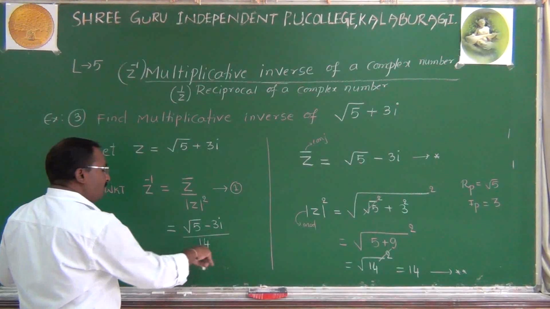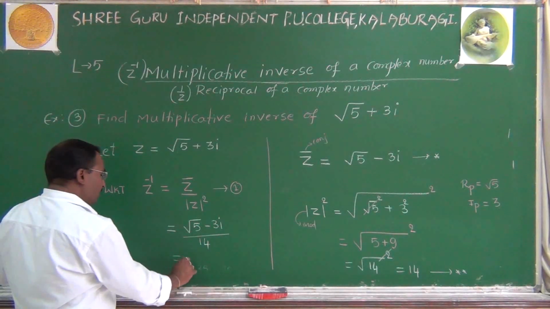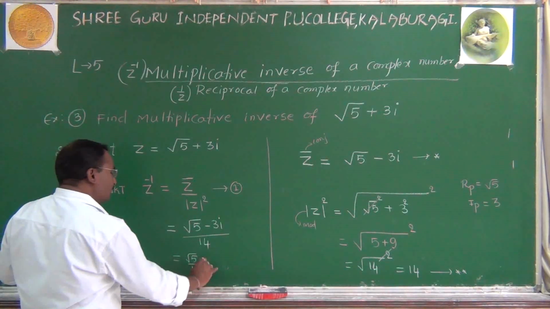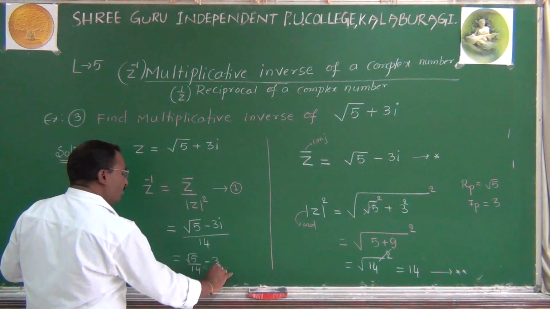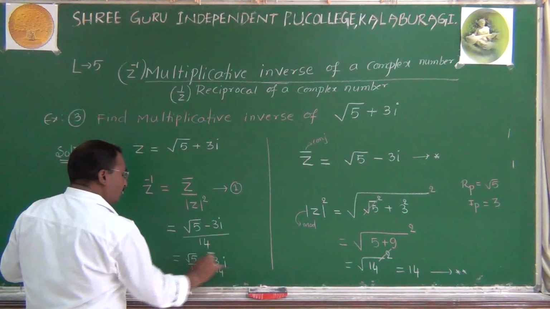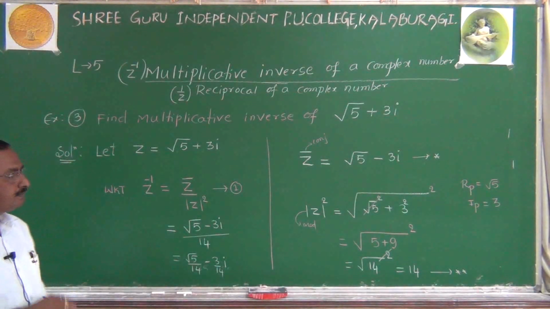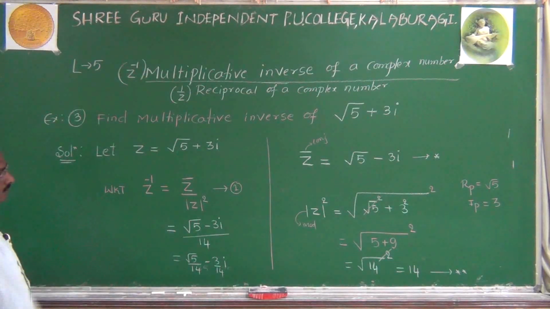The value is what? 14. This can be written as root 5 divided by 14 minus 3 by 14i. This is the real part, and this is the imaginary part.